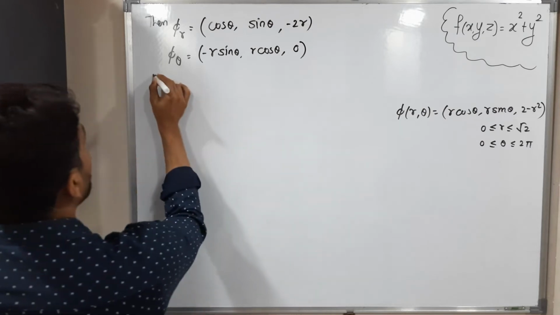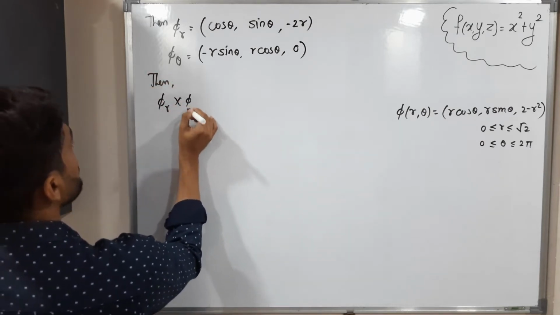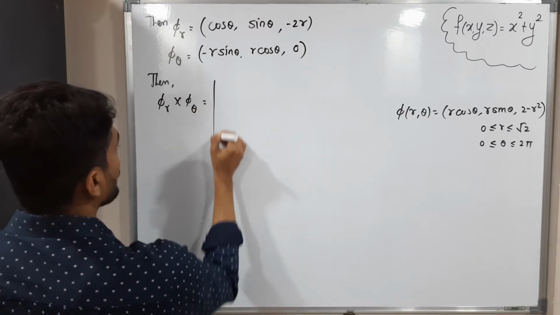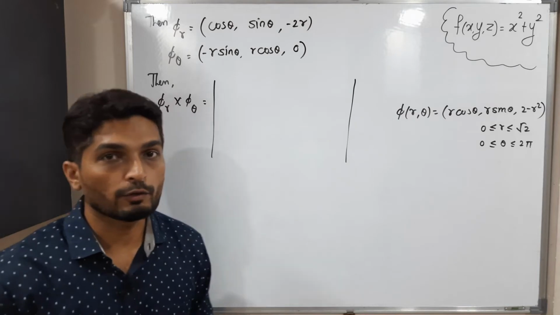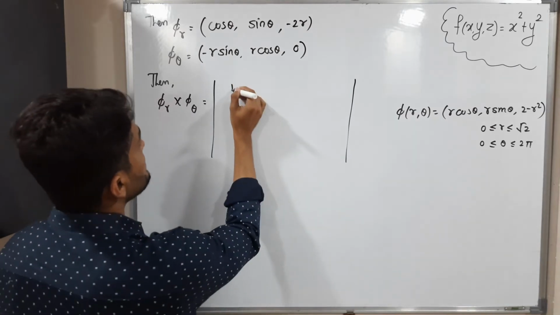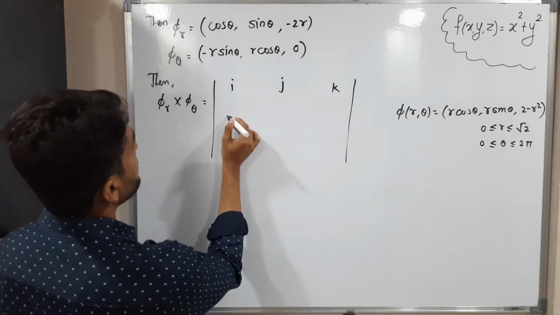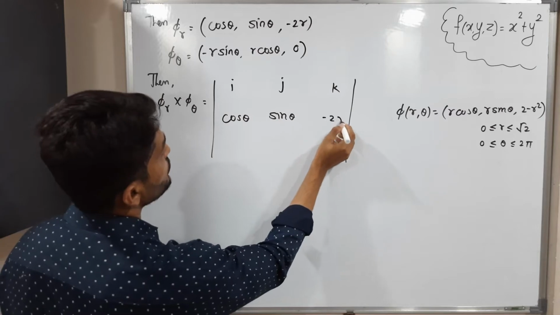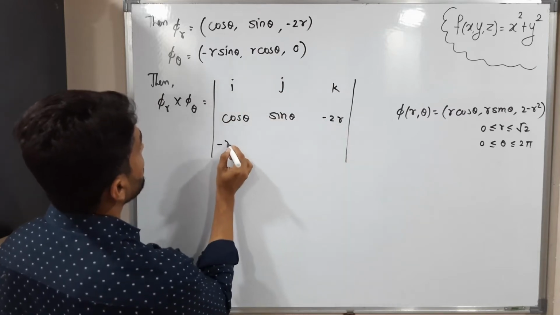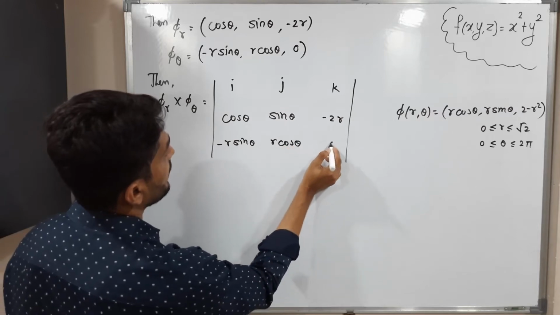Yes, so now we are interested to find phi r cross phi theta. We want the cross product. So we solve the determinant to find the value of the cross product. The first row is obviously i, j, k. The second row is cos theta, sin theta, minus 2r. The last row is minus r sin theta, r cos theta and 0.